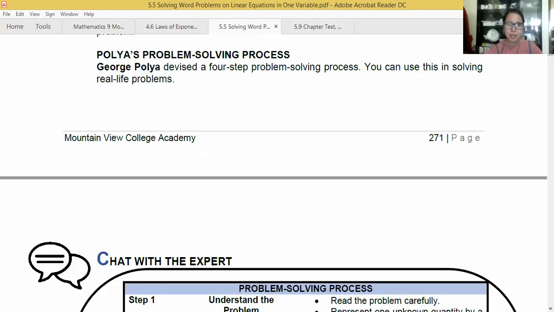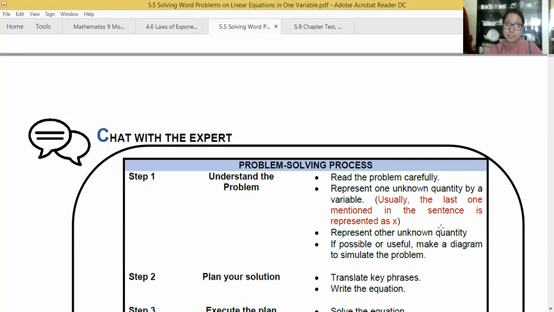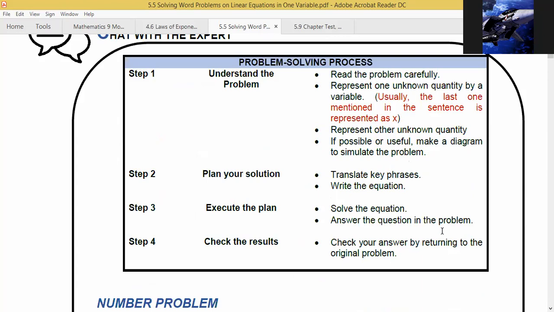Let's try solving number problems using the problem solving process. Now, how do we do word problems? We'll have 4 steps. Step 1, you need to understand the problem. You need to ask, what is the problem and what is being asked? Second, you need to plan your solution. You could translate key phrases and write the equation.